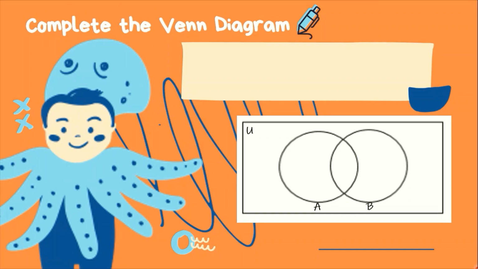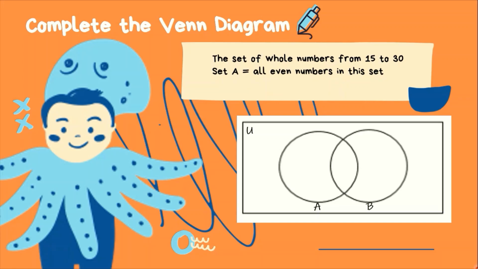Complete the Venn diagram. So, we will be using this universal set na merong two overlapping circles for two sets A and B. So, we will be representing the set of whole numbers from 15 to 30. Set A is the set of all even numbers in this set, 15 to 30, while set B is the set of all odd numbers in this set, 15 to 30.